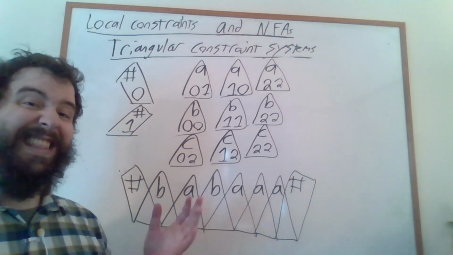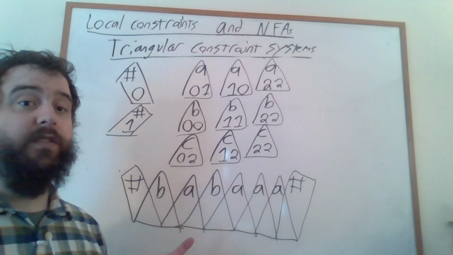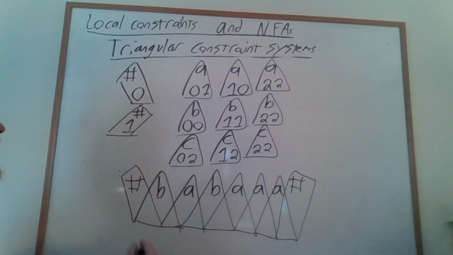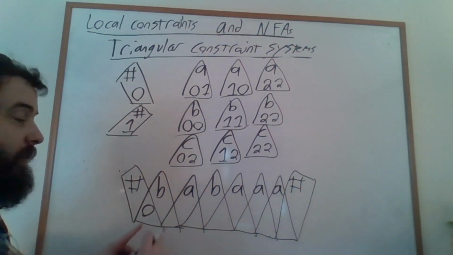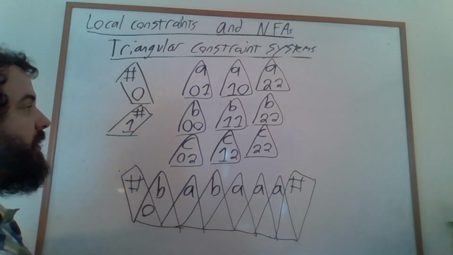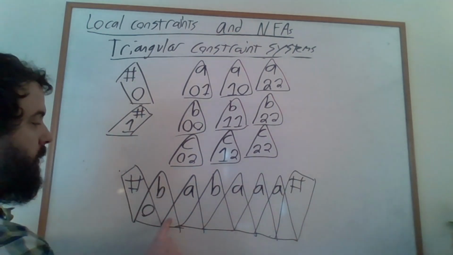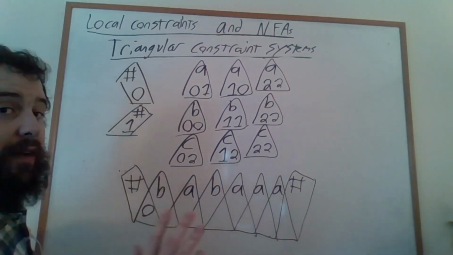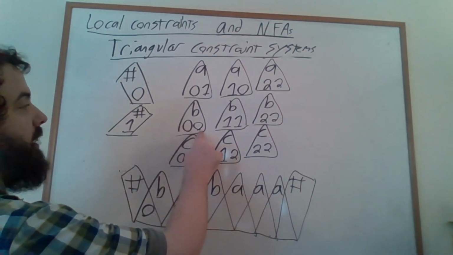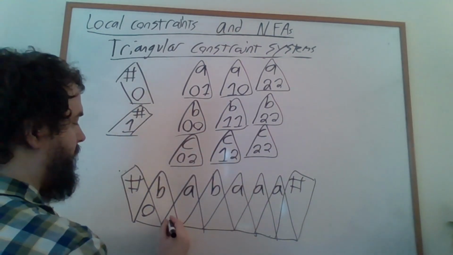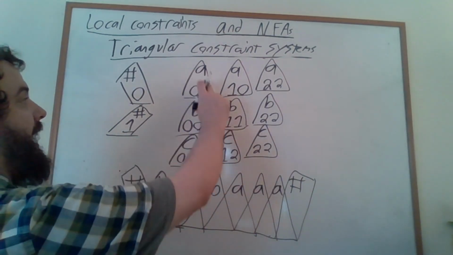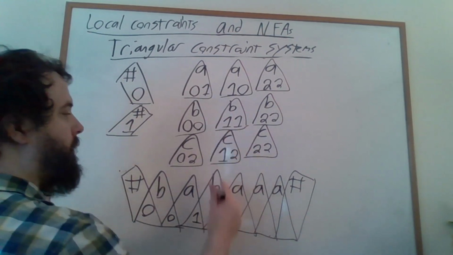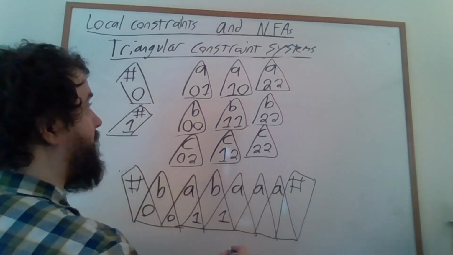As we can see, this is a really boring triangular constraint system. There's only one possible number that we could put here, and then if we have a number on the left and a character, that's enough to determine what number goes here. So if we have a 0 and a b, we have no choices here. We must write a 0 here. If we have a 0 and an a, we must write a 1 here. If we have a 1 and a b, we must write a 1, and so on and so forth.